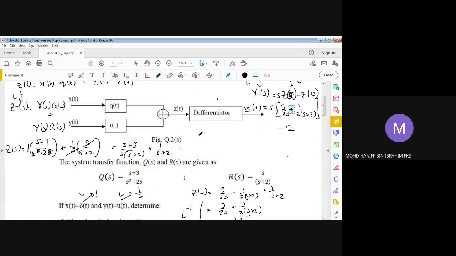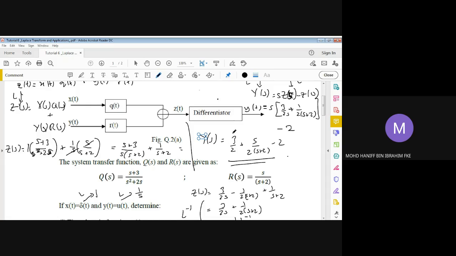Okay, your Ys shall be equals to 3 over 2, okay, plus s over 2, s plus 2, minus 2. So that should be your Ys, yeah, which is a Laplace transform for the output of your differentiator.